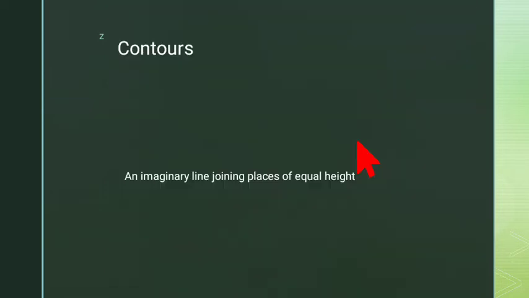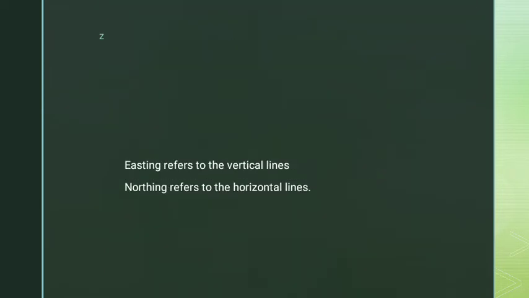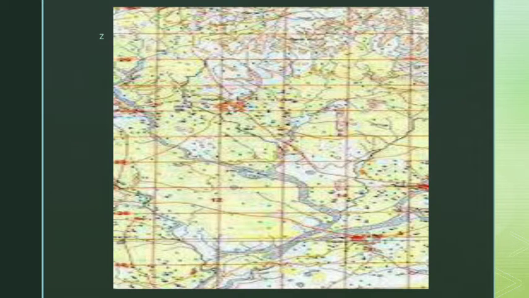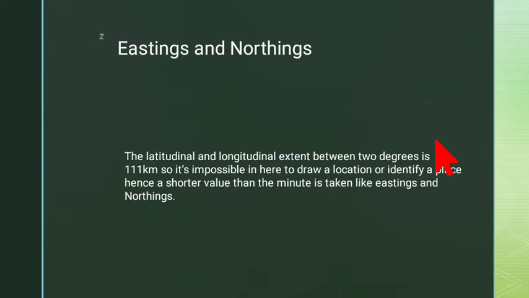So what do we use here? We use something called eastings and northings. So these are called your eastings. The eastings are the lines that run from north to south. Okay, these red color lines that are drawn in your topo map. These are called eastings. And the horizontal line that runs from east to west is called your northing. Okay. So what are eastings and what are northings then?